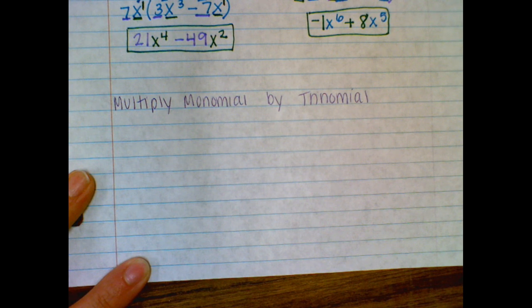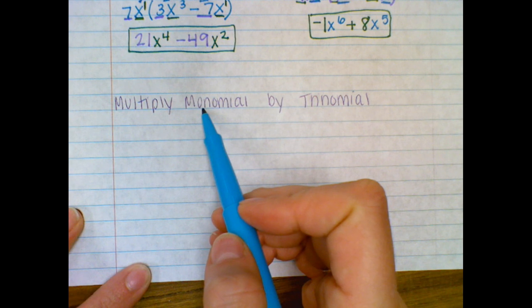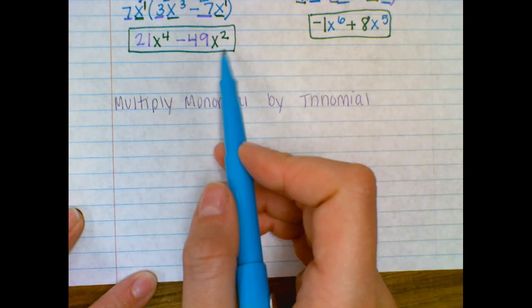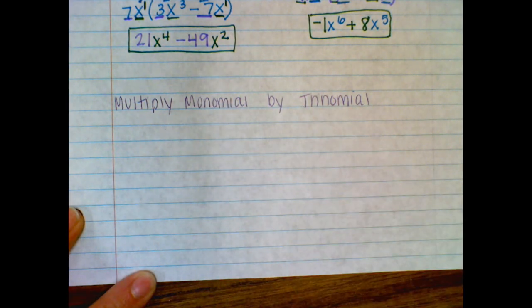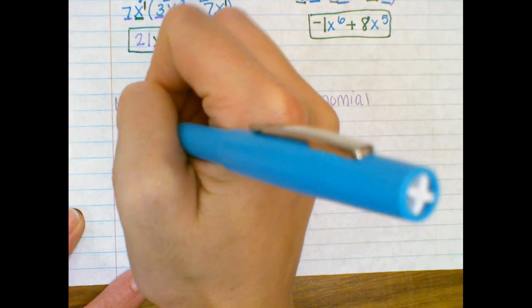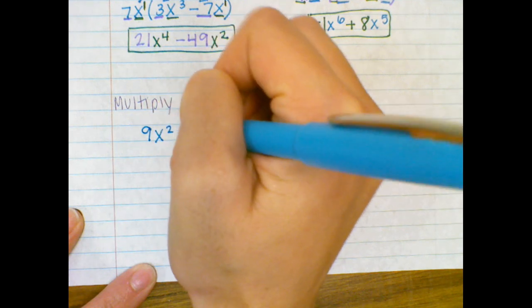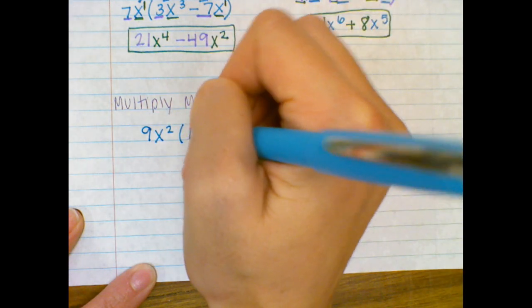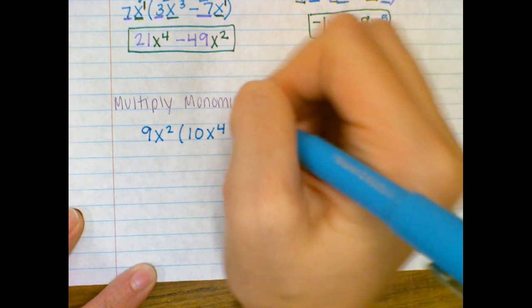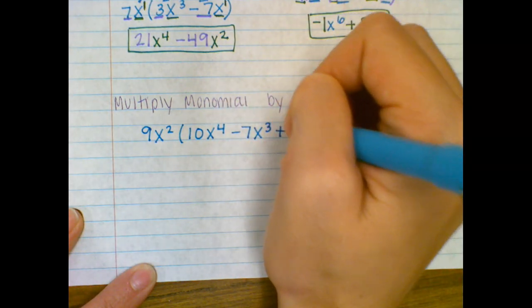Okay, so now we're on the last one, and this is no different. It's just now instead of having a monomial times a binomial and only two things, you're going to have it by a trinomial, which would mean you have to multiply it 3 times. So you're distributing 3 times. So I'm only going to do one example of these since it's so similar. So we're going to do 9x squared times 10x to the fourth minus 7x to the third plus 2.